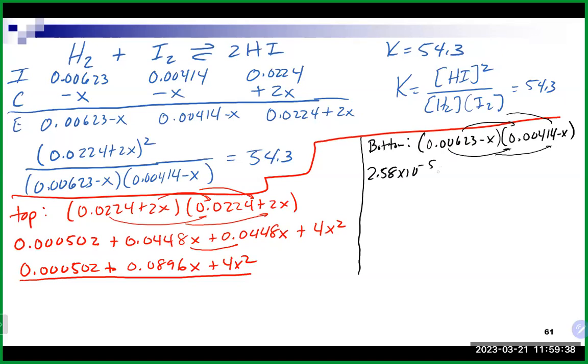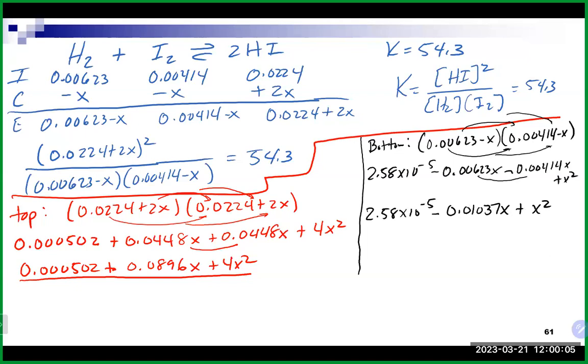Then we will have minus 0.00623x minus 0.00414x, and then we will have a plus x squared. Combining once again our x terms there will give us 2.58 times 10 to the minus 5 minus 0.01037x plus x squared. Any questions on any of that?